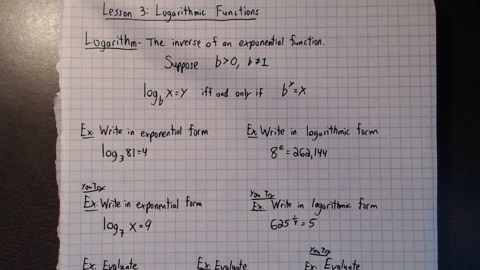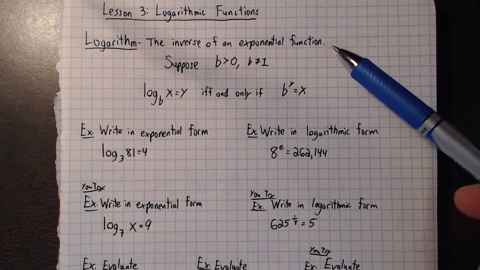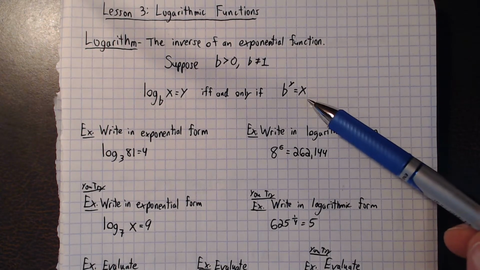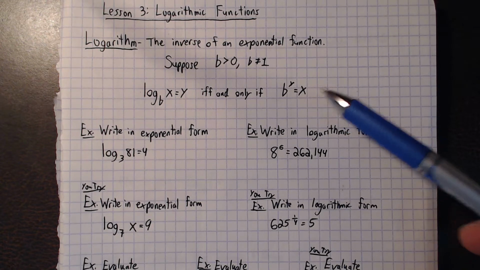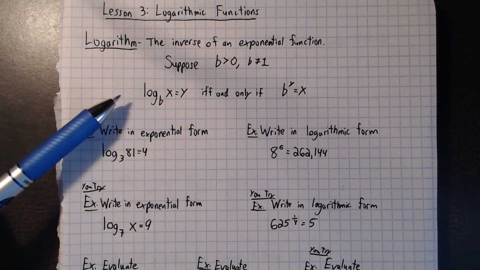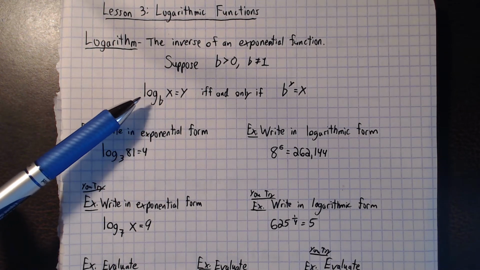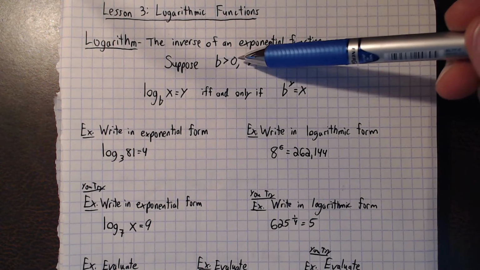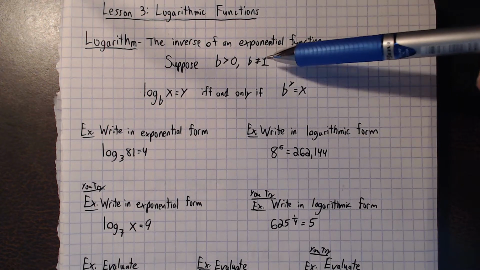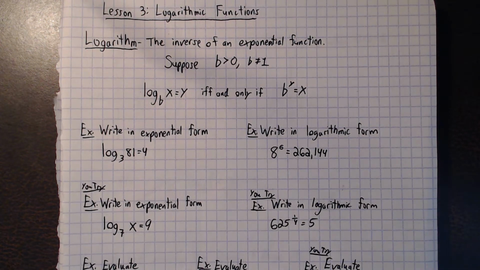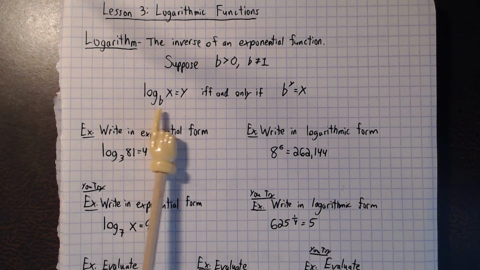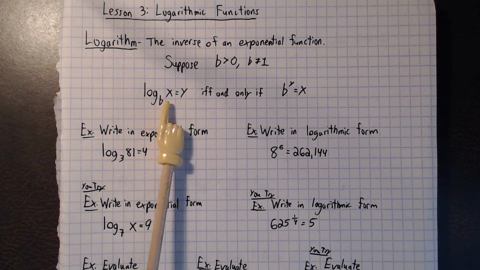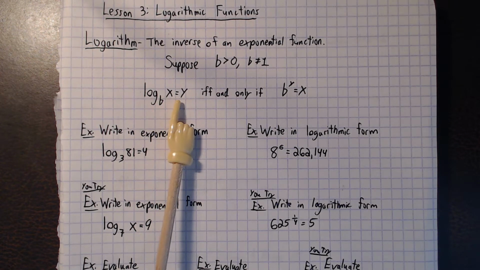So let's talk about what a logarithm is. A logarithm is just the inverse of an exponential function. So here you see an exponential function, and here we see a logarithmic function. It says log base b of x is equal to y. So as long as we have our base greater than 0 and not equal to 1, we can write a logarithmic function, which is written this way with our base of x equal to y.